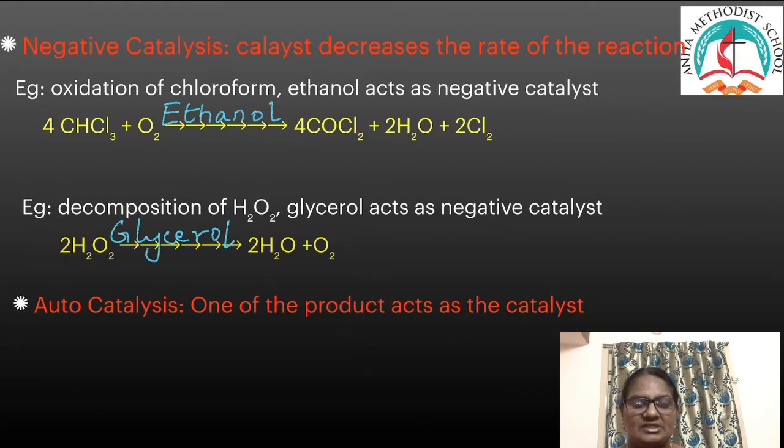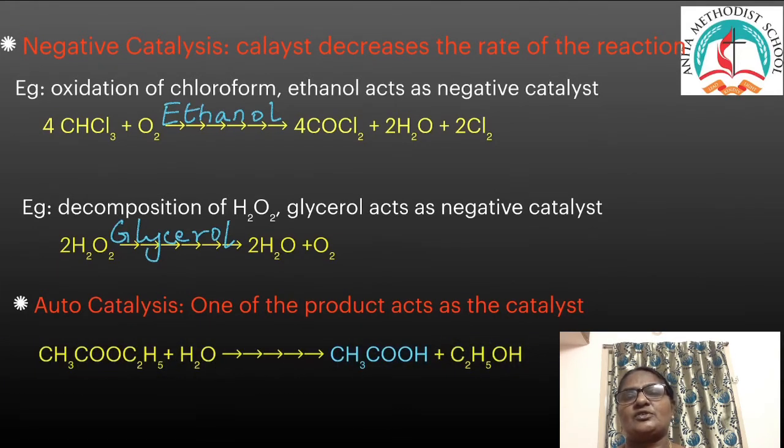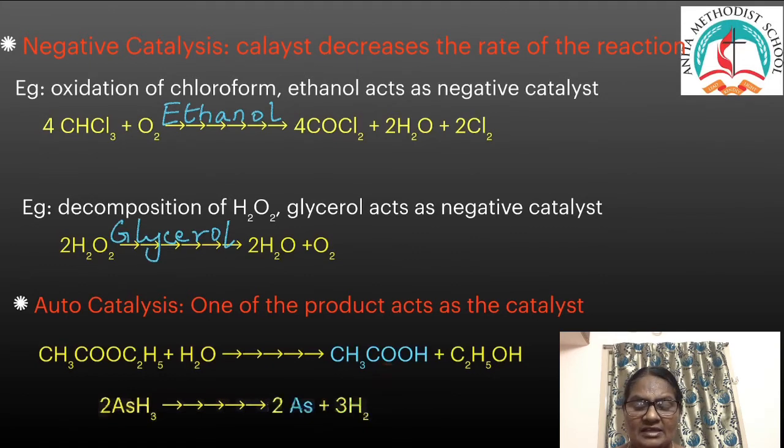Let's look at the examples. Ester hydrolysis in the presence of water. Ester decomposes to give acetic acid and ethanol, ethyl ethanoate. Initially I don't add any catalyst for this, but after some time the rate increases. Acetic acid formed acts as a catalyst. One of the products itself catalyzes the reaction. Such a reaction is called autocatalysis. One more example, decomposition of arsenious hydride. The arsenic formed catalyzes the reaction and acts as an autocatalyst. So we have seen the different types of catalysis.